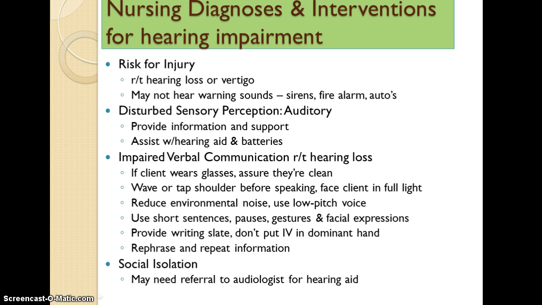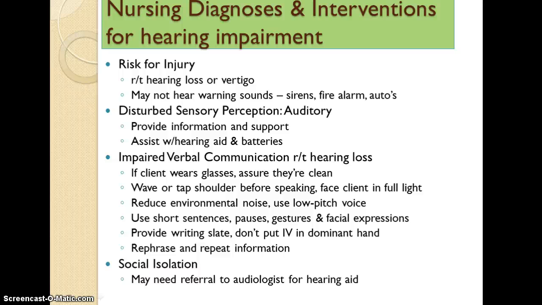Nursing diagnoses and interventions for hearing impairments. These will come in big for you now that you are writing care plans and using these nursing diagnoses. We have risk for injury related to hearing loss or vertigo. What is vertigo? Vertigo makes you dizzy because of trauma to the ear or possibly a tumor in your ear. With risk for injury, you may not hear warning signs such as sirens, fire alarms in your home, or honking automobiles warning you. Anything like that is a risk for injury.